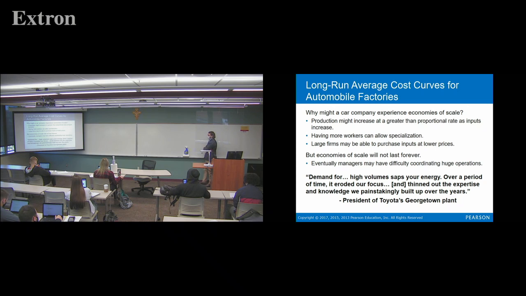So the president of Toyota's Georgetown plant had a good quote. He said, "Demand for high volume saps your energy. Over a period of time, it erodes your focus and thins out the expertise and knowledge painstakingly built up over the years." It just highlights what happens with economies of scale. This large output over a long period of time, eventually you get diseconomies of scale. It becomes harder and harder to produce, harder to manage, harder to keep talent there. So things end up becoming more and more expensive.